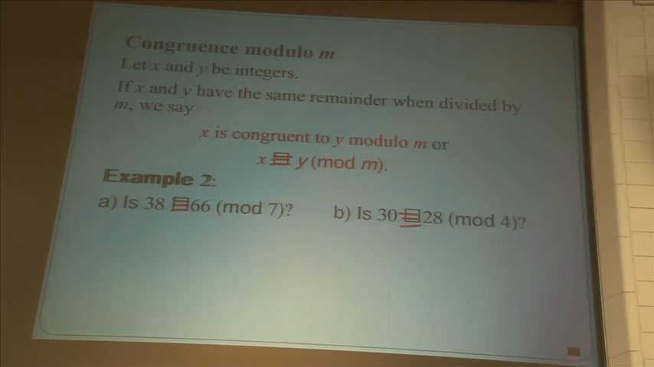So, for example A, is 36 congruent to 66 modulo 7? We are talking about base 7. Remember, we counted base 10, right? 1, 2, 3, 4, 5, 6, 7, 8, 9, 10.